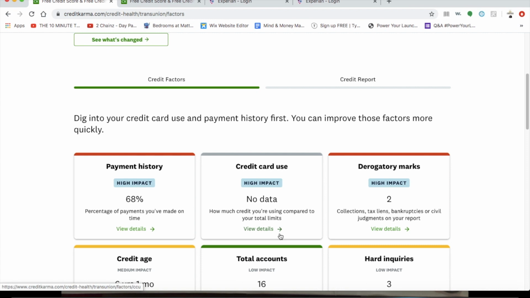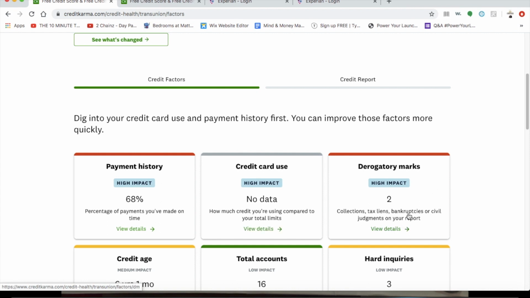We want to see how much you are using. So in this area, if you see no data, then guess what? That means you have nothing to report. You need to add credit to your file. If you see it anywhere over 30%, if you see it over 100%, that means you have now maxed out. If you see it over 30%, hey, you're just using your card. You want to make sure that you keep it down as much as possible.